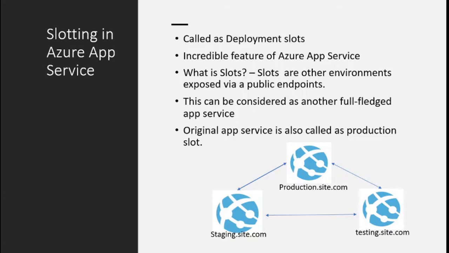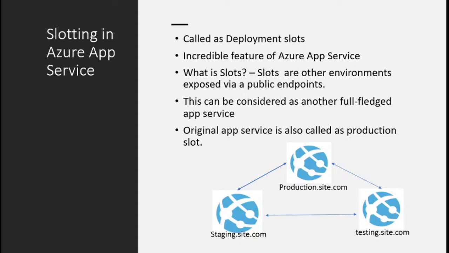So deployment slot, which we also call slotting, is from my perspective incredible. How is it incredible? Let's say you have an environment called the production site. With conventional web hosting, we deploy and publish the application to the hosting. Soon after publishing, users can access the application via the domain or endpoint.